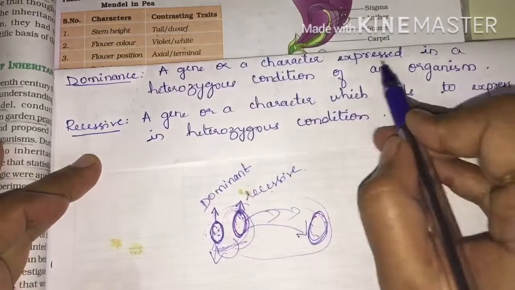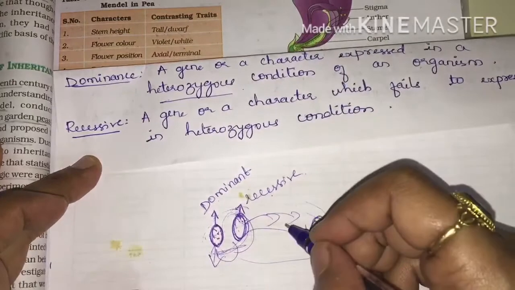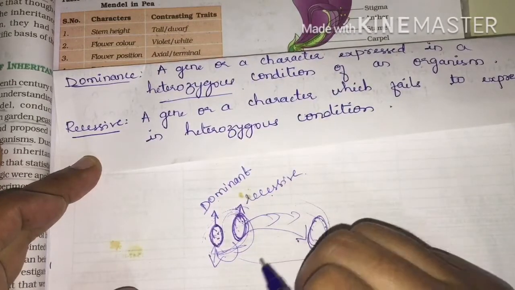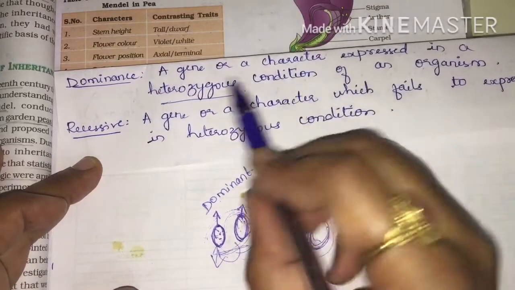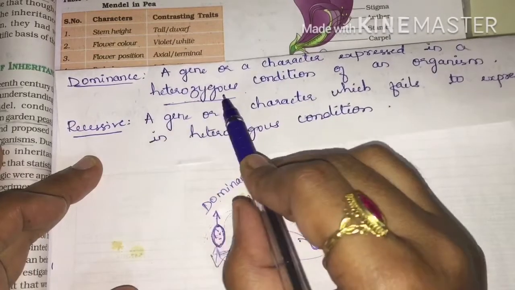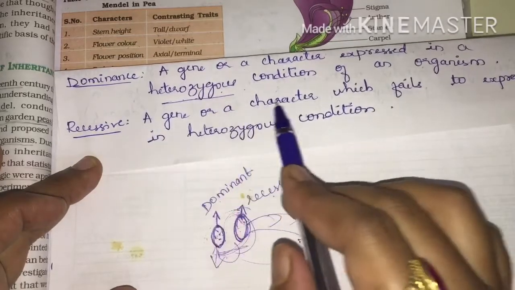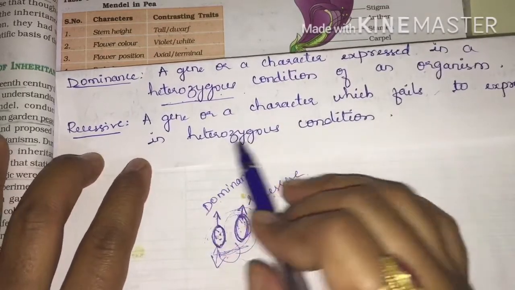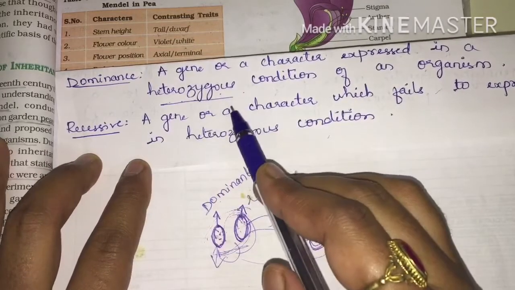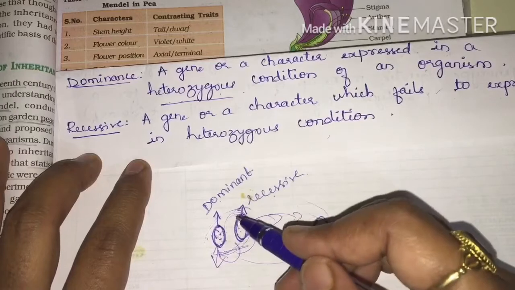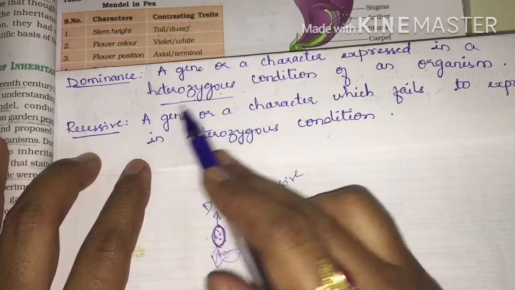Anyhow, dominant is a gene or a character expressed in a heterozygous condition of an organism. Heterozygous means different type, hetero means different. When two different types of genes are present, the one which is expressed, we call it dominant. A gene or a character which fails to express in a heterozygous condition, we call it recessive. So these are the only two definitions. You will come to know clearly what these are as we proceed with the next session.